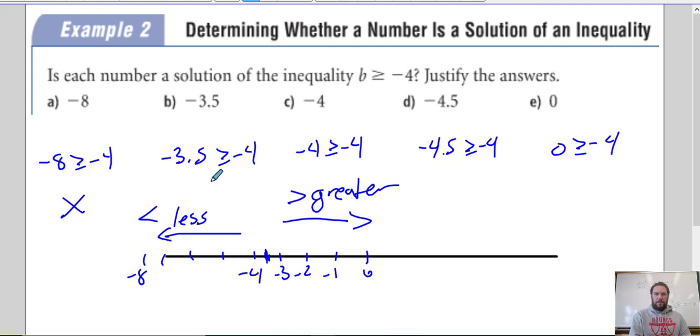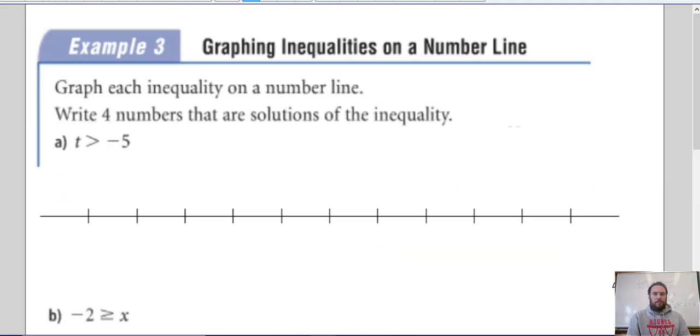-3.5 is right here, so that one is in fact greater than, so yes. -4 greater than or equal to -4. This is where it's really important that we recognize that this has the equal sign. Because the equal sign is there, this one works. -4 is in fact equal to -4, so we're good. -4.5, nope, that one doesn't work, because again, that is to the left of -4. And then finally 0, yep, that one's good because it's to the right of -4.